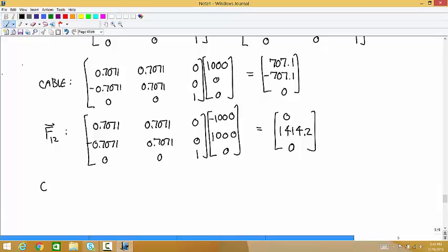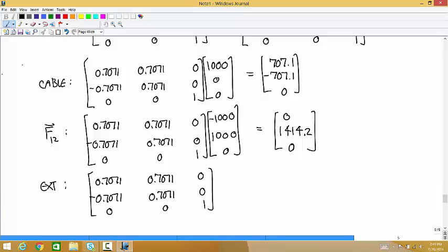And then the last one is that external load that was given. So you have the matrix times, that was a downward force of 1,000, so 0, negative 1,000, 0. And you get negative 707.1, negative 707.1, 0.